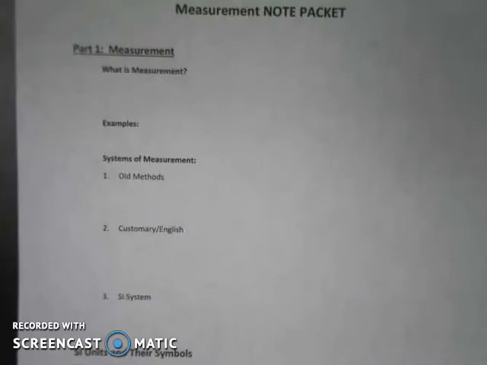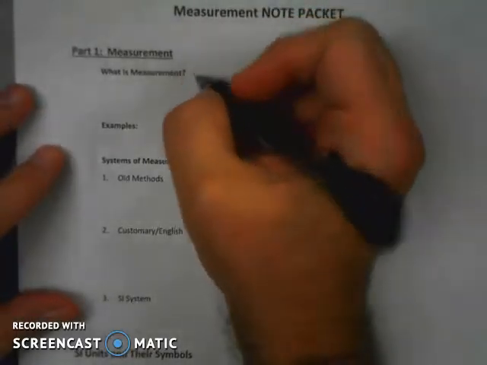Welcome to Biology Chemistry. This is Unit 2, all about measurement, and this is Lesson 1, which is entitled Measurement. So the first thing we're going to do is define measurement.